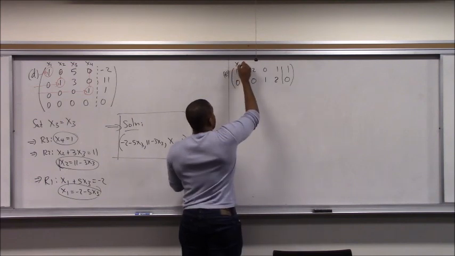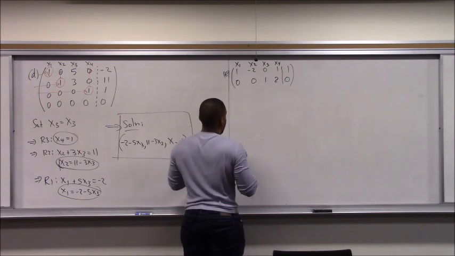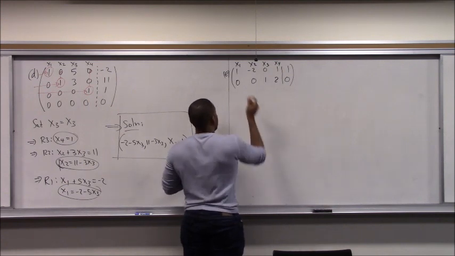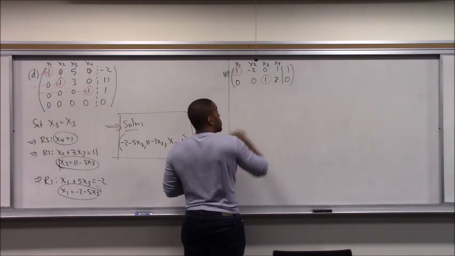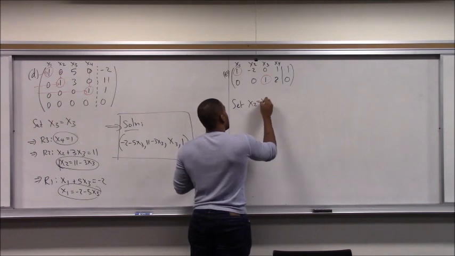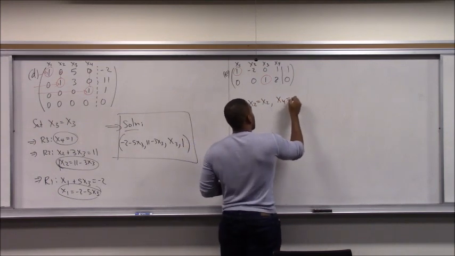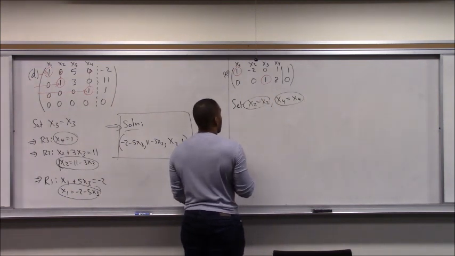So this is x1, that's x2, that's x3, that's x4. And so I have a pivot here and here, which means x2 and x4 do not have pivots. First set x2 equal to itself, set x4 equal to itself. Those guys are free variables, they can be what they want.